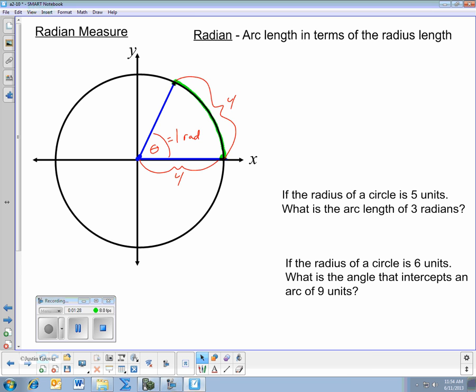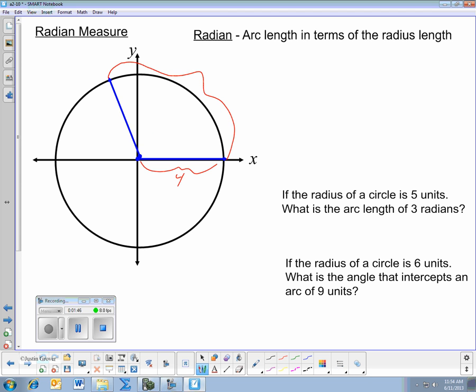And let's do another one. Let's keep the same side there, and let's say that this radius is still 4 units, but this time let's make the angle go to about there. And to me, that looks like it's about 8 units. And so that would mean that this angle theta would be 2 radians. It's twice the length of the radius.